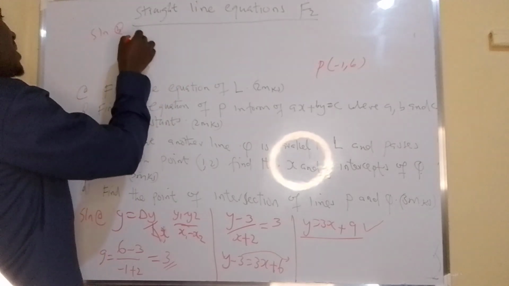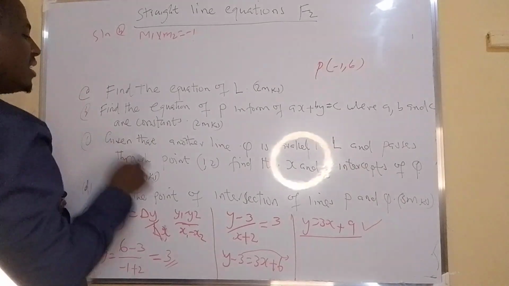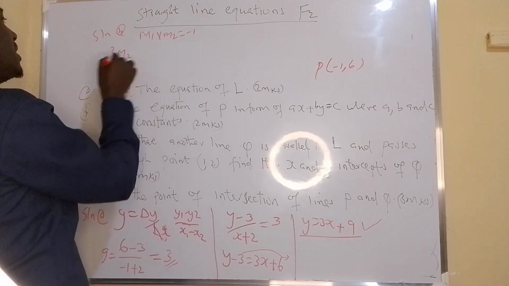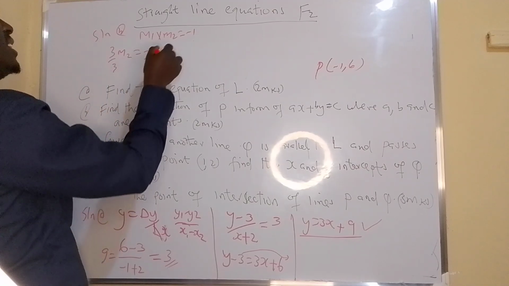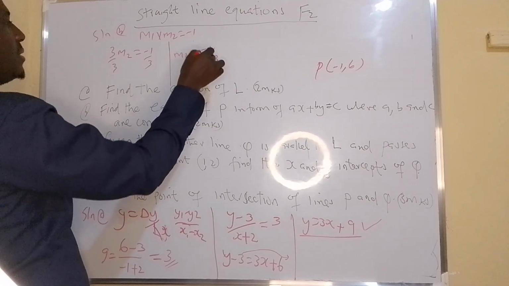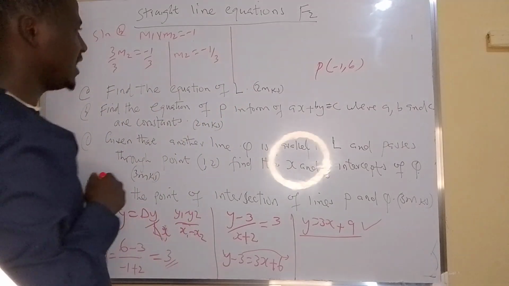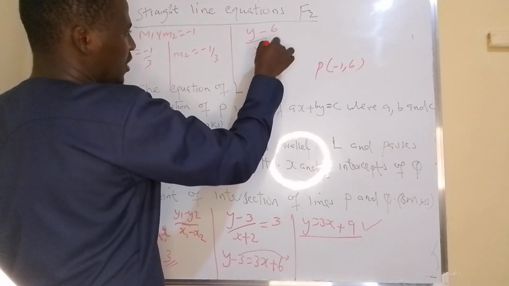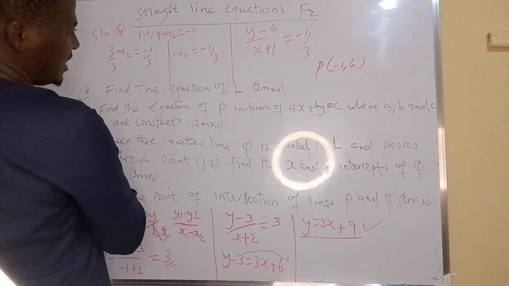For perpendicular lines, m1 times m2, the product of the gradients, equals -1. The gradient of line 1 is 3, so m1 times m2 means 3 times m2 equals -1. So the gradient of this line, m2, will be -1 over 3. Then from there I'm going to solve the equation, saying that we have the points y minus 6 over x plus 1 equals -1 over 3. That is the gradient of that equation.